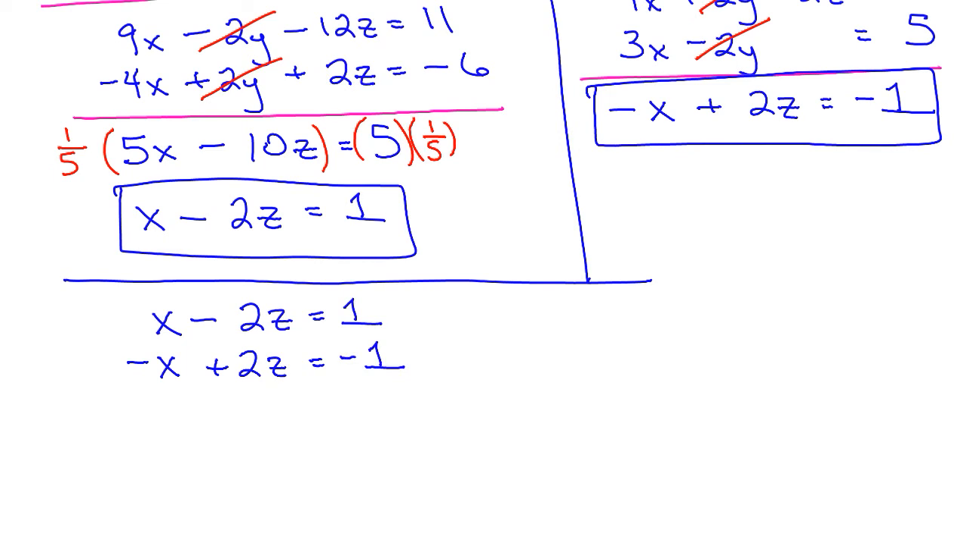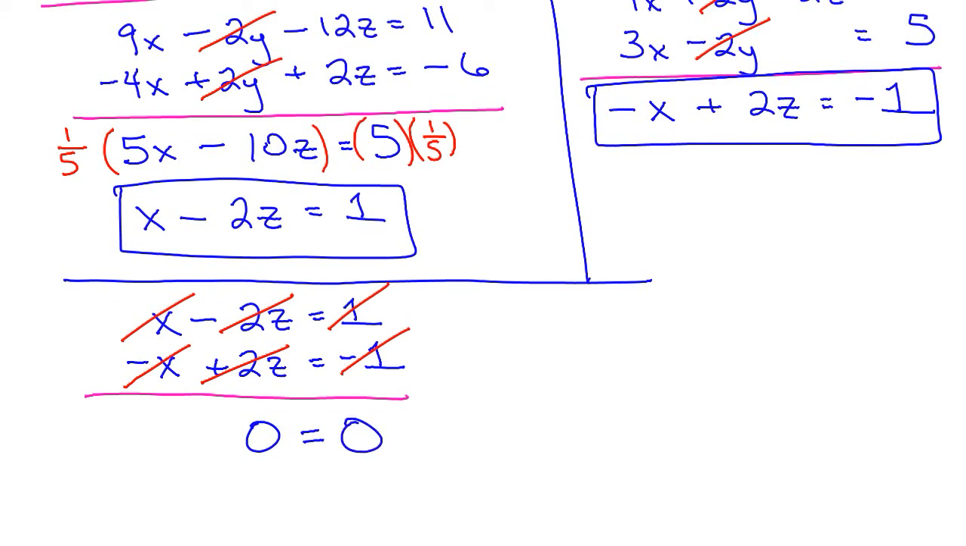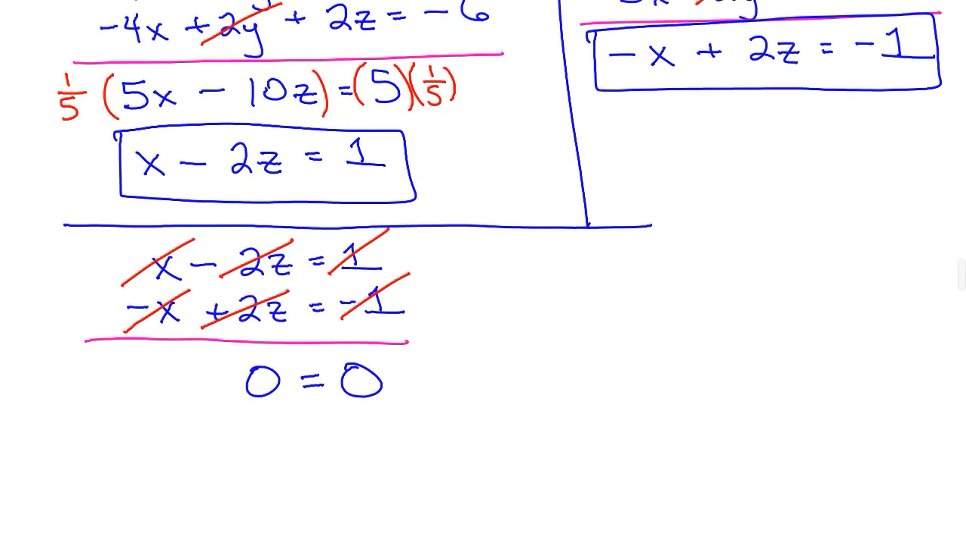Notice that I could use addition to eliminate the x's, and the x's here would be canceled. However, notice that whenever I do that, I also eliminate the z's. I have negative 2z and positive 2z, and that leaves me with 0 on the left. What does that leave me with on the right? Well, it eliminates the 1 and the negative 1 as well, which is equal to 0 as well. This is a true statement, but all the variables have been eliminated. That tells me that there are infinitely many solutions.